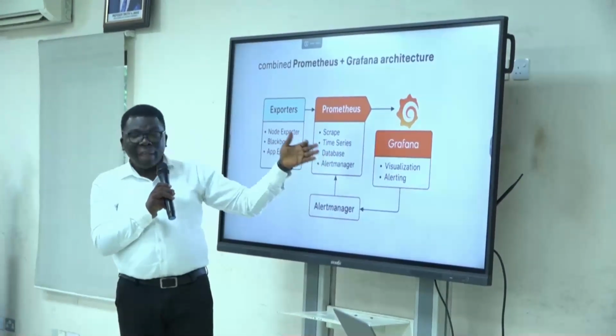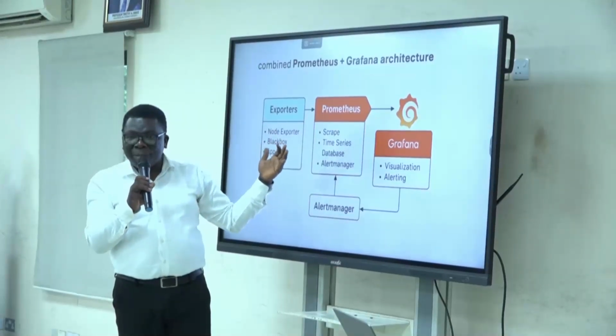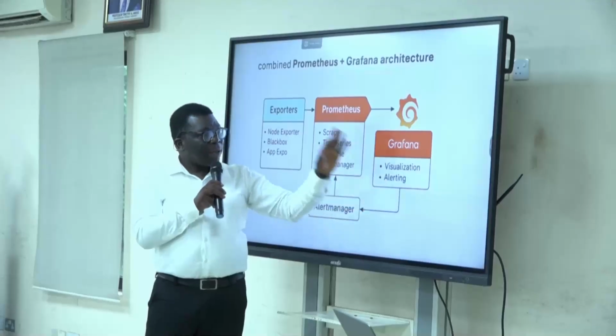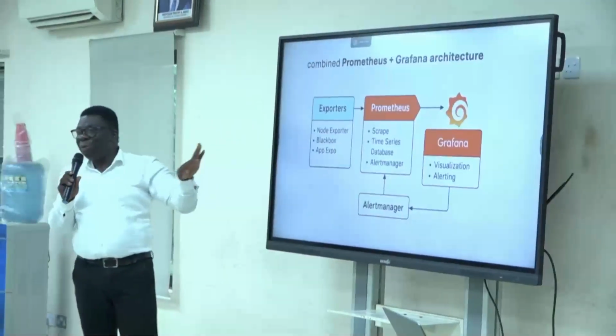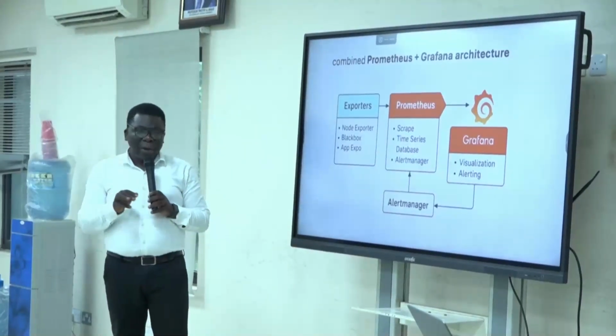What Grafana helps us do is give us a better visualization of whatever is happening on our system. And then it does the alerting. And that's everything we have been discussing. This is just a kind of flow diagram, a summary of it. Any question?